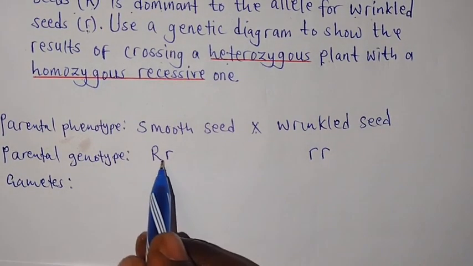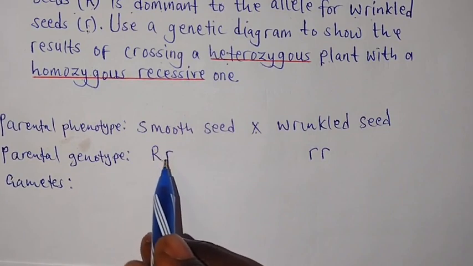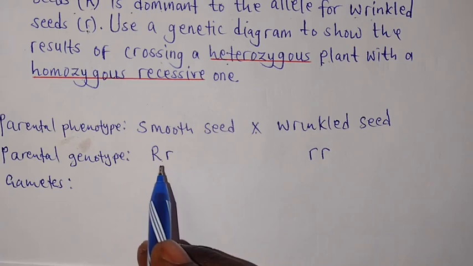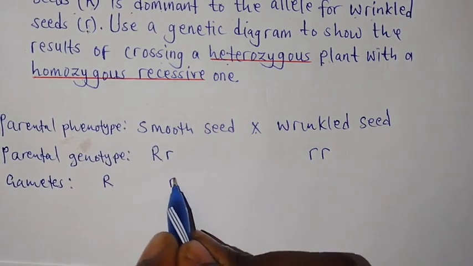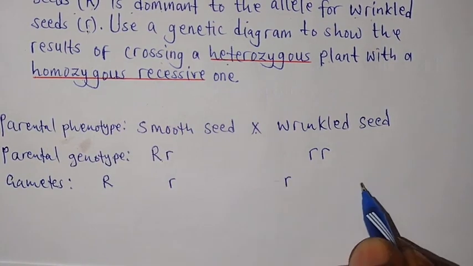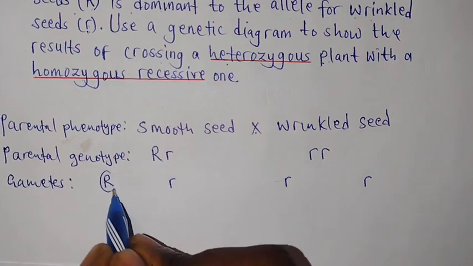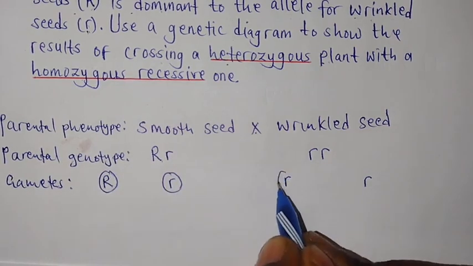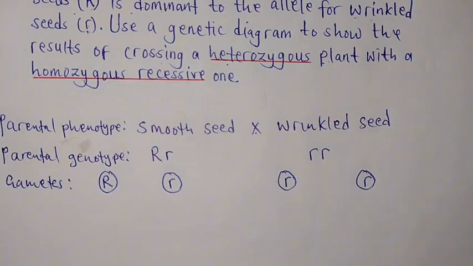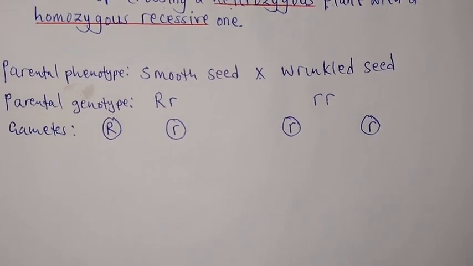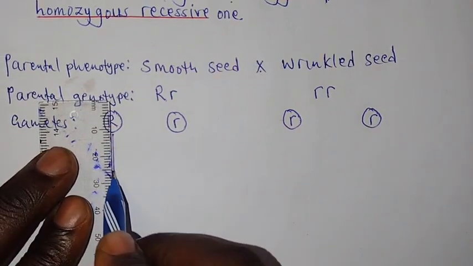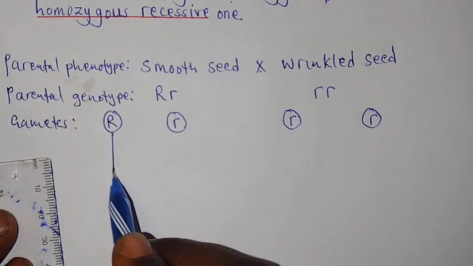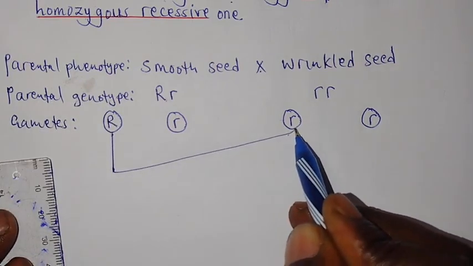Then from here, these gametes will be splitting due to the process of meiosis. So we are going to have another one here, another one here, and another one here. If you want, you can even cross them. Then after that, we are going to start crossing them. Crossing them is very easy. You can cross this one with this one.